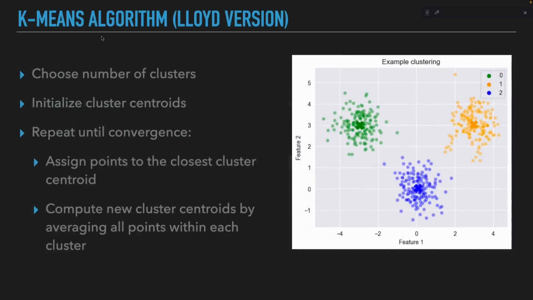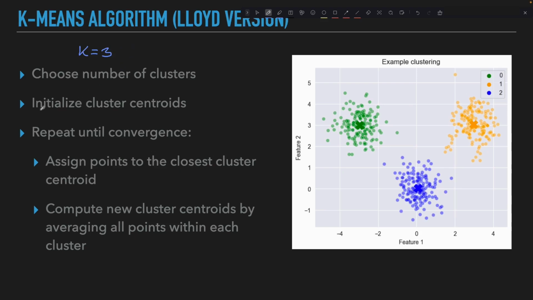And now let's go further and learn about the steps that are involved in k-means clustering. In this case, we will be learning about the Lloyd version, which is the most popular one. The first step in k-means clustering is user-defined. We should choose the number of clusters. And let's say that we set k to 3, meaning that we want to split our data into 3 groups.